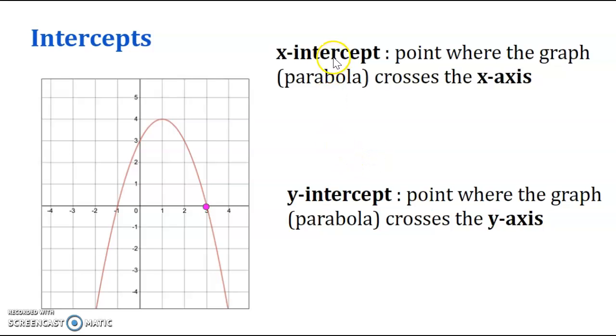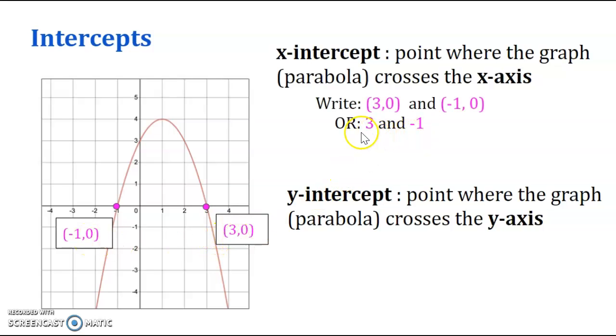Notice the y and y, and x-intercept and x-axis. So looking at the x-intercept first, where does the graph, that's the red curved line, cross the x-axis? It's this point here and a -1. And you represent the x-intercept as a coordinate, -1, 0 and 3, 0. Or you can also represent it as a number, 3 and -1, to represent just the x value. Okay, because the y value is always going to be 0.